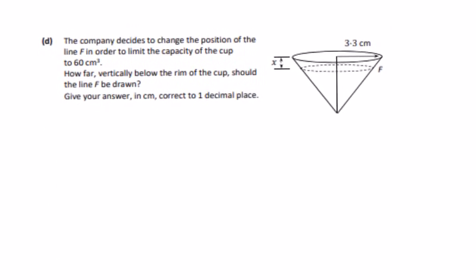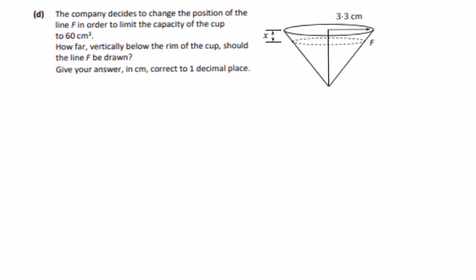The company decides to change the position of the line in order to limit the capacity to 60. They're saving money. So a third pi r squared h is equal to 60. So r squared h is equal to 60 by 3, 180 over pi. So how far vertically below the rim of the cup should the line F be drawn?